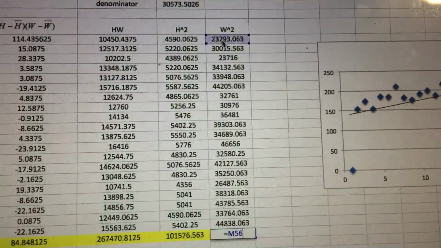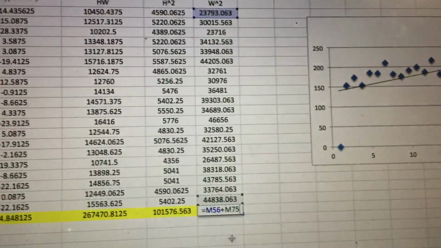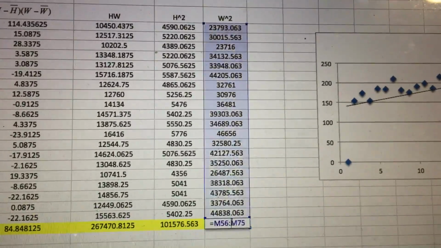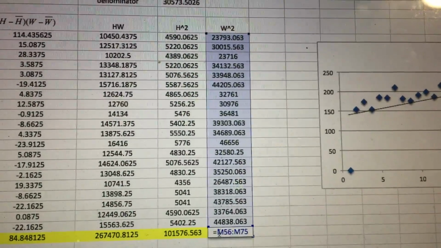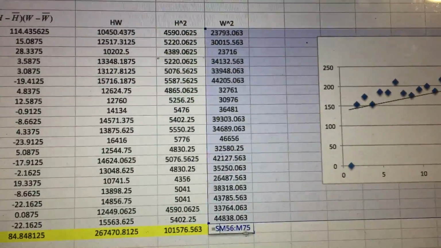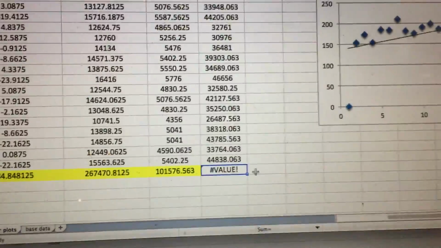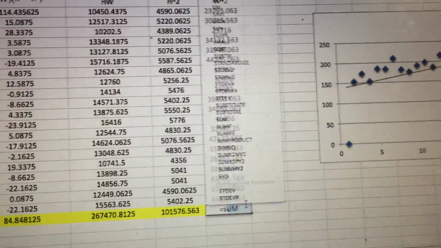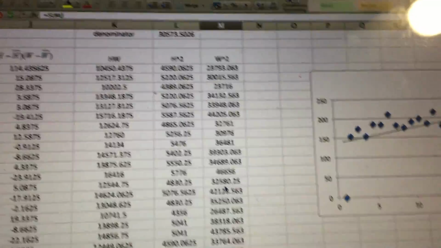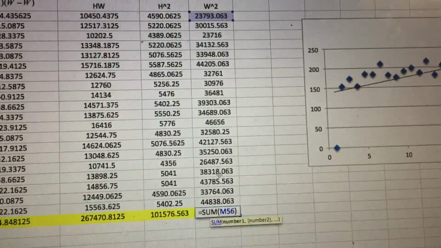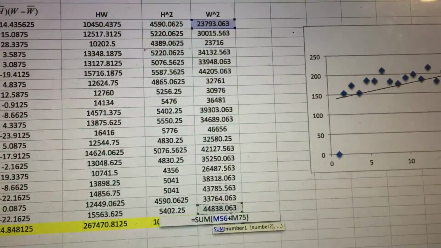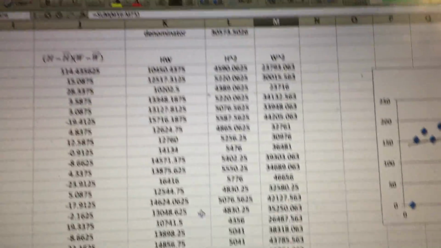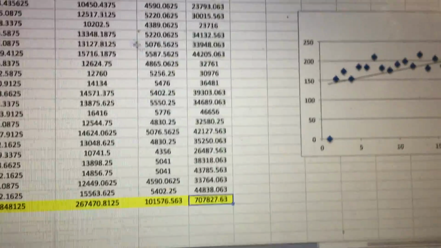Okay. What did I do? Oh, forgot to put in sum. Alright, let me do that all over again. It's going to get messy. No. Sum it up. Sum it all up. Alright, there we go. And I believe that's all we're going to need for what we're going to need to do next for the R.